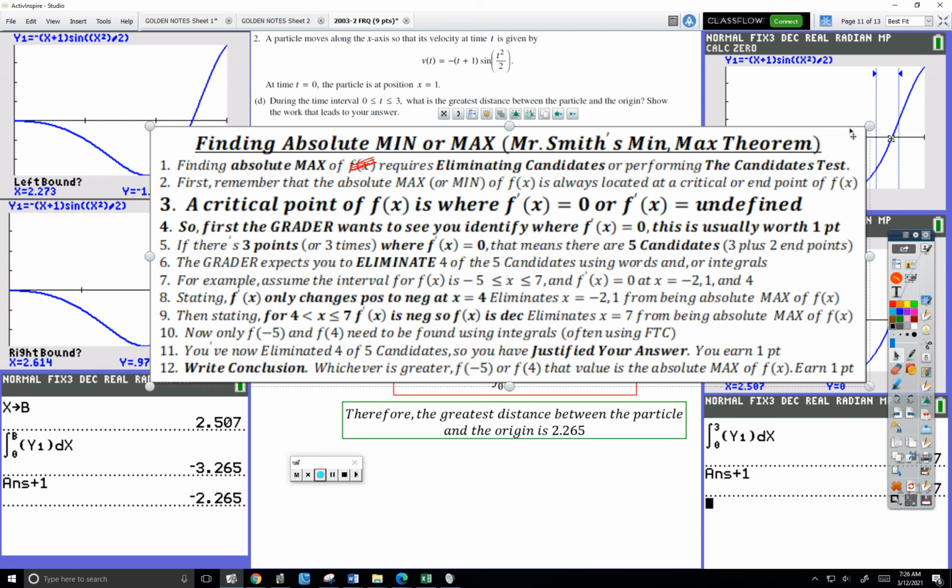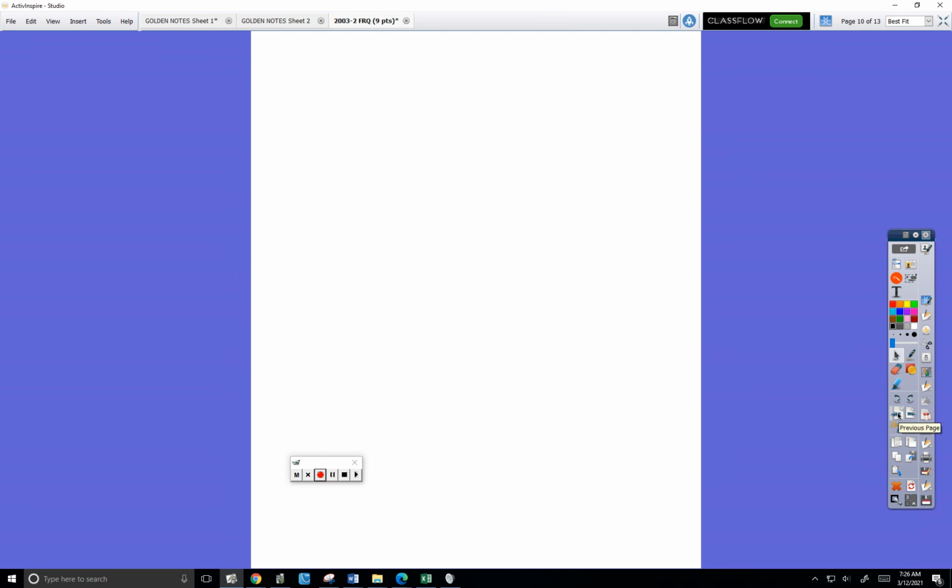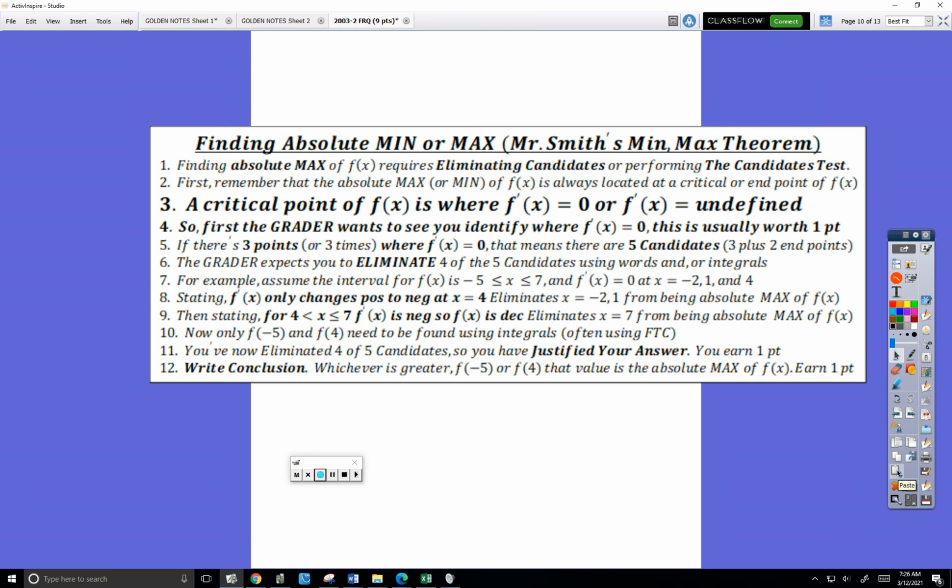Okay, so we're trying to find the absolute max of x of t, in this case the position of the particle. Requires eliminating candidates or performing the candidates test. That was number one. Number two, first remember that the absolute max or min of x of t is always located at a critical or end point of x of t.